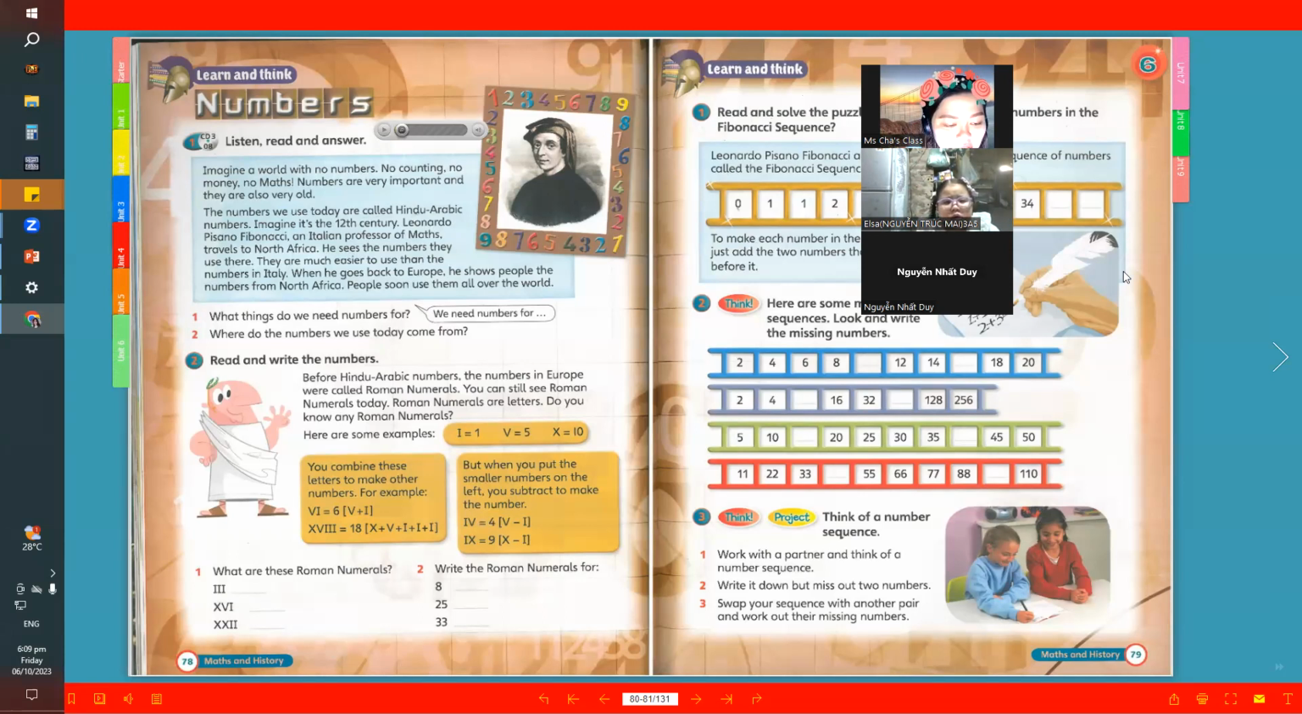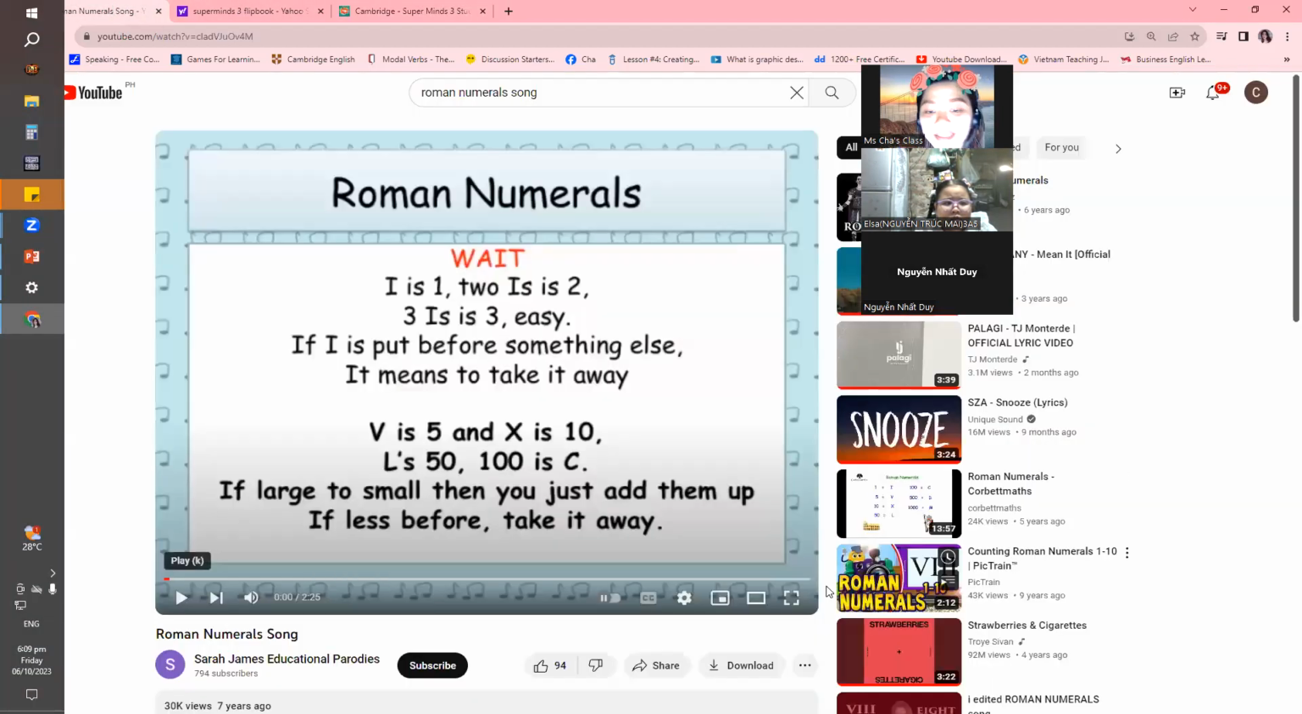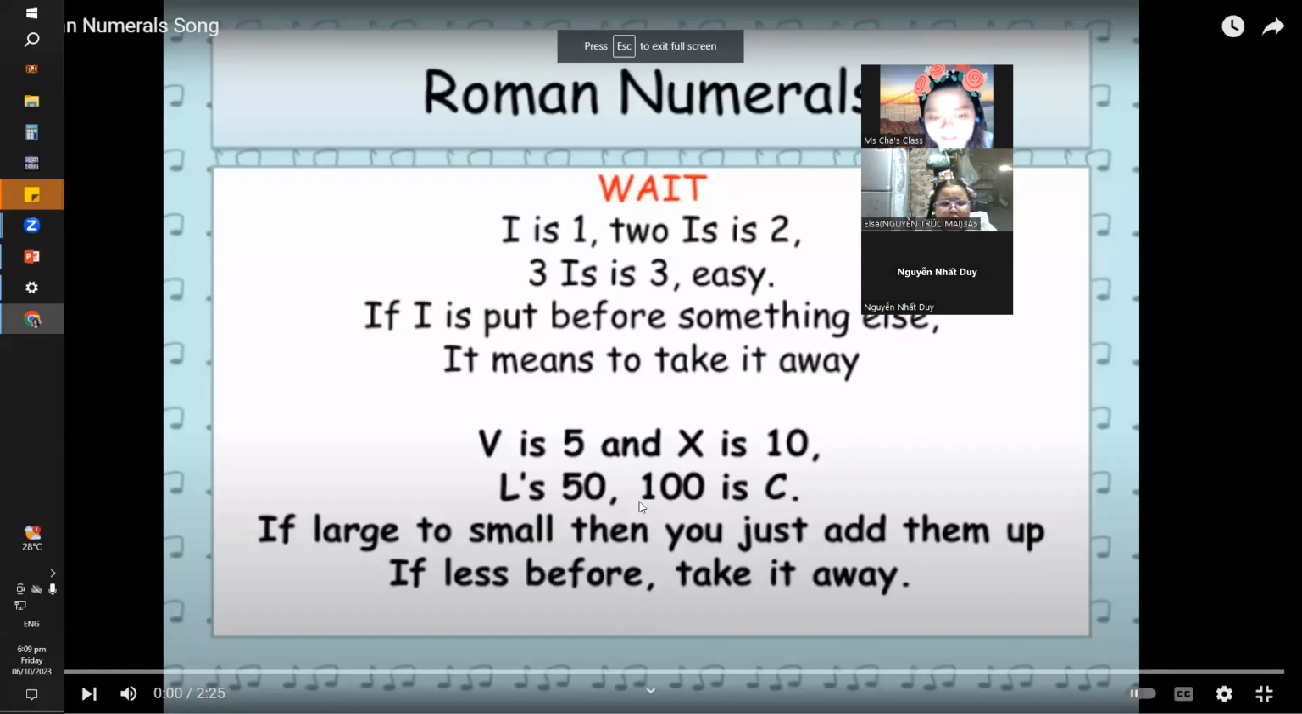Okay, moving into the topic that we're discussing. We are going to talk about Roman numerals, okay? To enable you to have a hint of what a Roman numeral is, we are going to listen to a simple song, just some sort of a warm up, to have an idea what it is all about. Are you ready to listen? Yes. Okay.